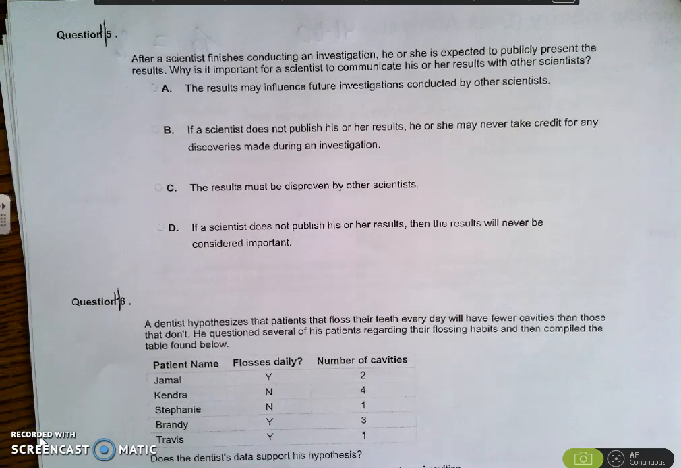Question 45, A. There are many reasons for a scientist to make the results of his or her work public. First, it is necessary for other scientists to evaluate and critique the investigation. Also, other scientists should try to replicate the results. Finally, other scientists can learn from the results, so their future investigations may be influenced by said results.